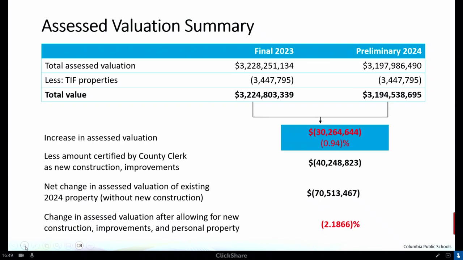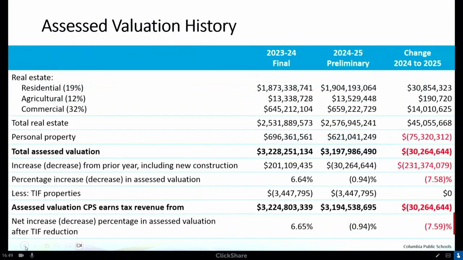So on the next slide, I have the breakdown of the real estate, so you can see the different categories. Again, what we predicted was about a 2% increase in our real estate, and each one of our real estate lines, our residential, agricultural, and commercial, did increase slightly between the final 23-24 numbers and our preliminary 24-25 numbers. But again, it's that personal property line there that is driving that large decrease. So you can see a $75 million decrease in personal property between last year, calendar year 23, and then the current calendar year of 24.